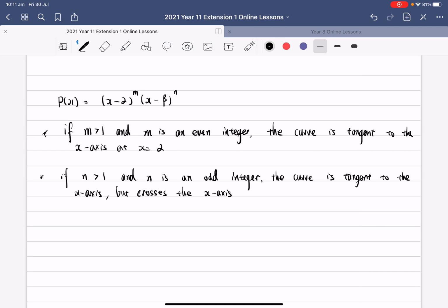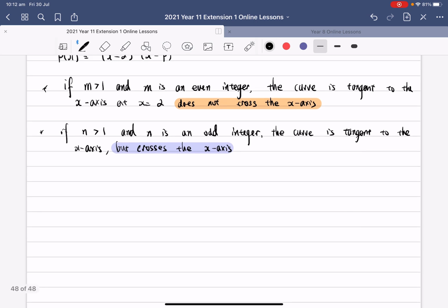All right, so this one does not cross the x-axis. This is actually pretty important, okay? If it's a power of 2, it does not cross. If it's a power of 3 or 5 or 7, it crosses the x-axis, but still it's a tangent. So if x equals alpha is a simple zero, with a power of 1, that just means there's no stationary point.